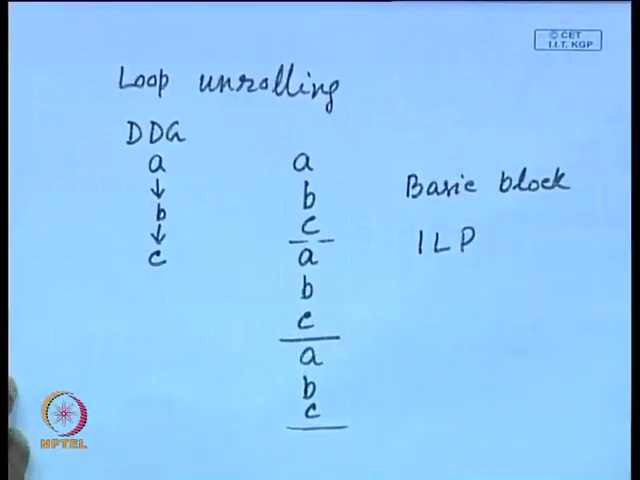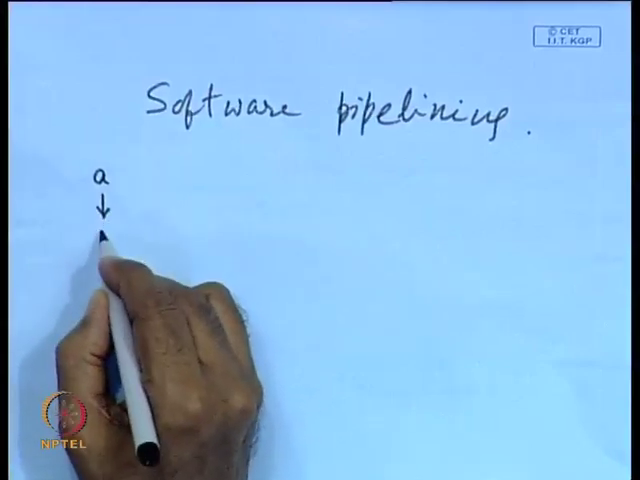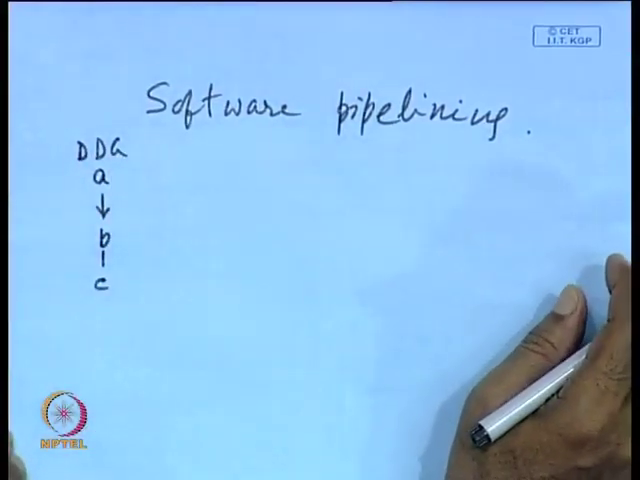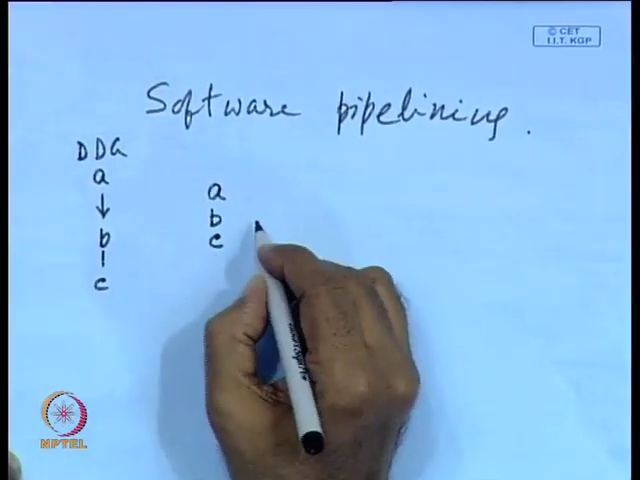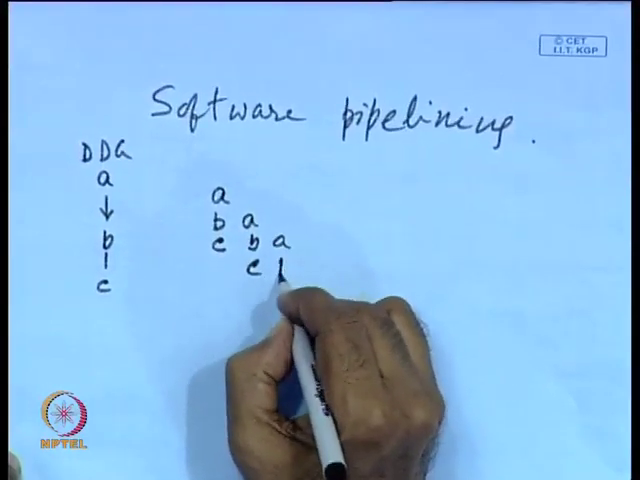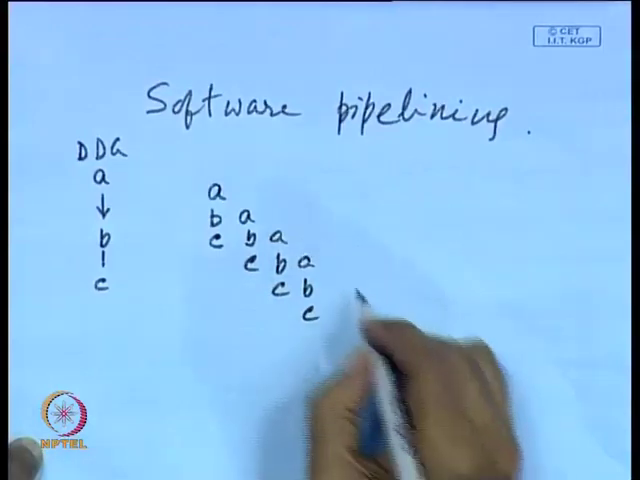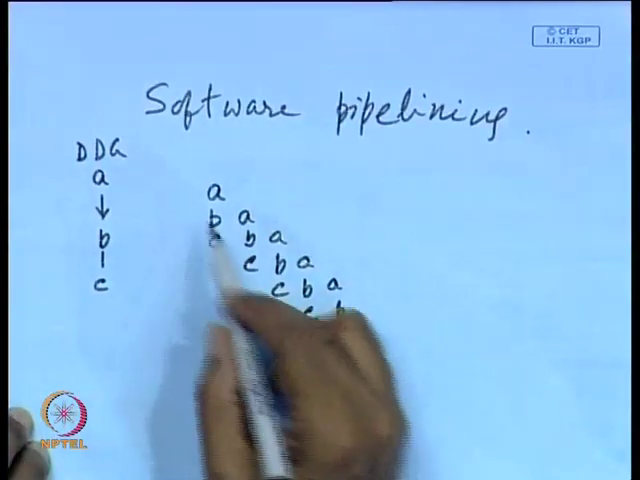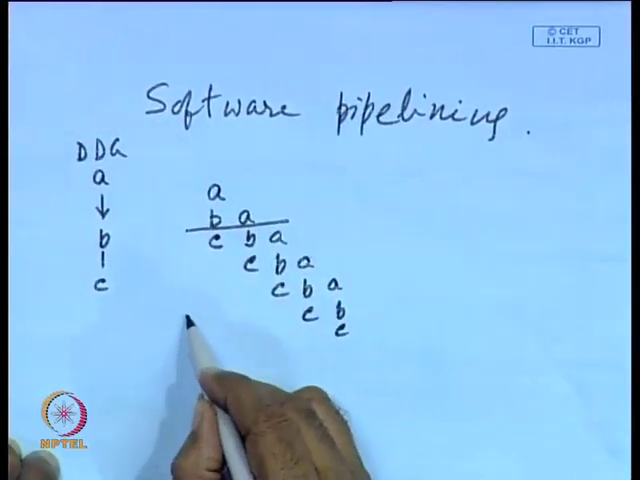Now, let me explain how exactly it is being done. Let me start with the same data dependency graph A, B, C. This is your data dependency graph, and whenever we try to execute in a pipeline manner, we may write it in this way: A, B, C, then in the next cycle A, B, C, next cycle A, B, C, next cycle A, B, C, A, B, C, and so on. Now, if we look at this, we find that we can divide this into three parts.